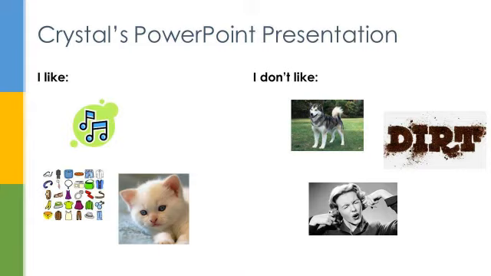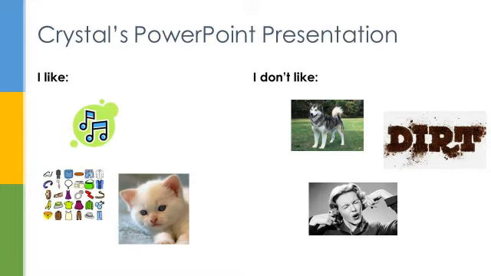This one's pretty self-obvious. Crystal has identified the information, things that she likes and things she doesn't like. She likes music, she likes fashion and accessories, and she likes kittens. Things she apparently doesn't like: she doesn't like big dogs, she doesn't like dirt and being dirty, and she doesn't like loud noises or loud voices.